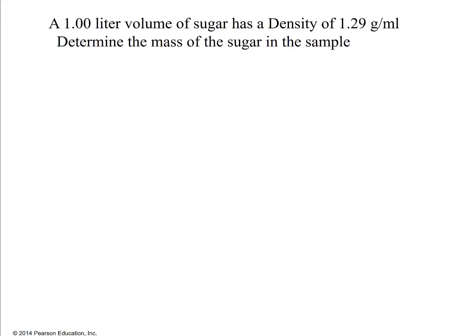So in this one, I have a 1 liter volume of sugar. So this can be just table sugar. And it has a density of 1.29 grams per milliliter. Determine the mass of the sugar in the sample.